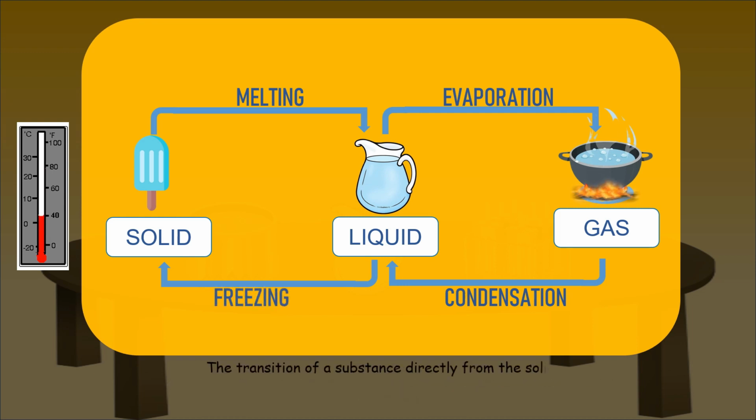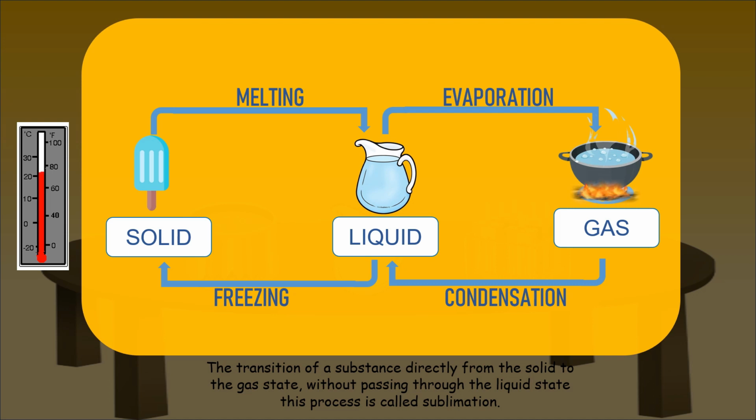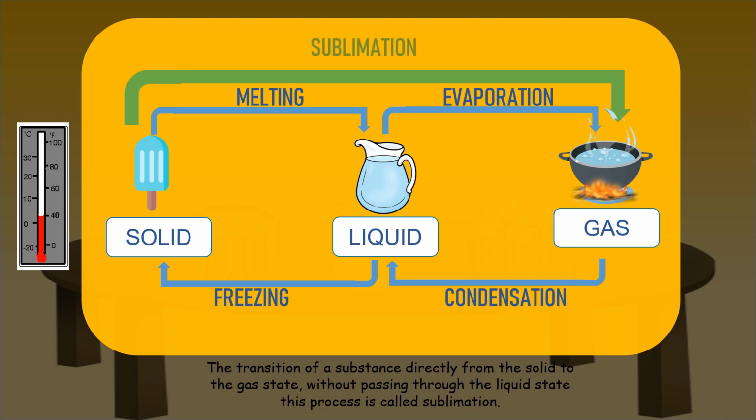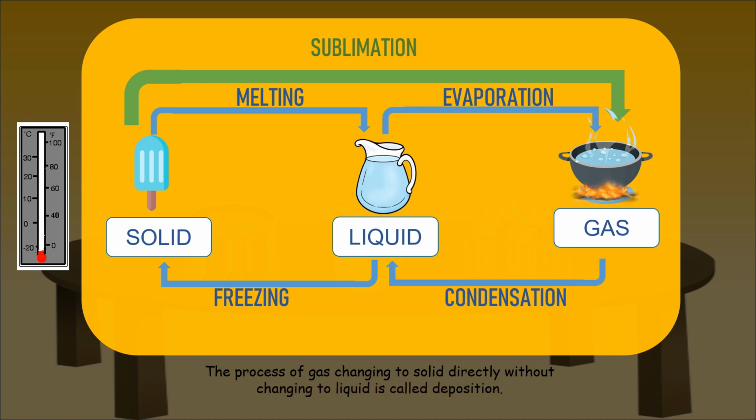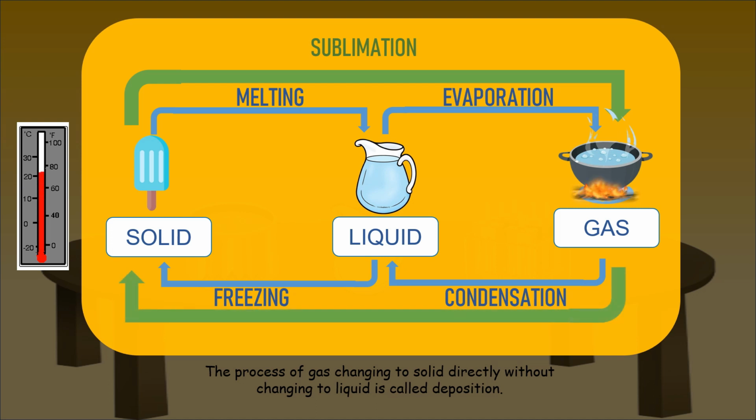From liquid to solid, we call it freezing. The transition of a substance directly from the solid to the gas state without passing through the liquid state, this process is called sublimation. From solid to gas, we call it sublimation. The process of gas changing to solid directly without changing to liquid is called deposition. From gas to solid, we call it deposition.